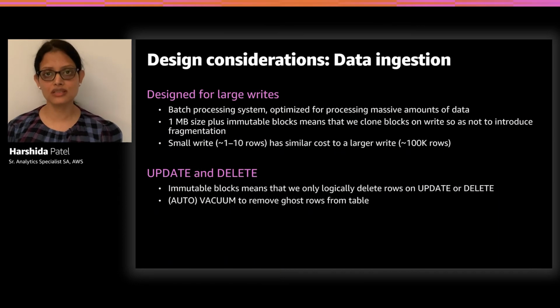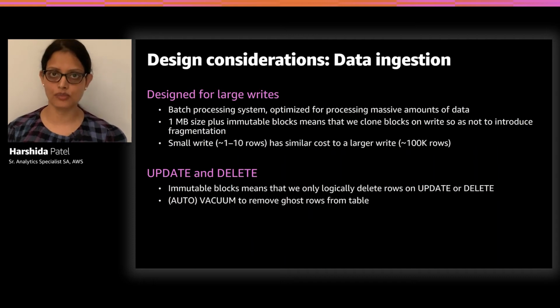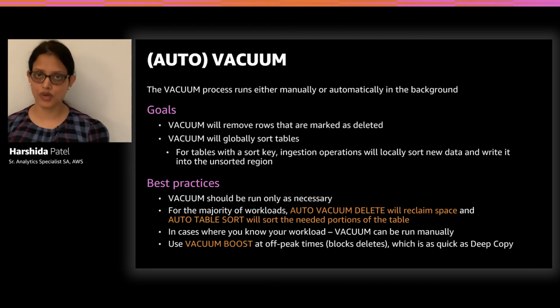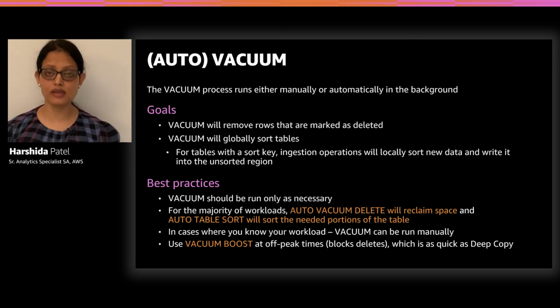Redshift is more geared and tailored towards OLAP workloads, not so much for online transactional processing with pinpointed inserts, deletes, or updates. When you do a delete in Redshift, it's a logical delete, and when you do an update, it's a logical delete and an insert. Vacuum serves two purposes: one is reclaiming the deleted space, and secondly, globally sorting the table.